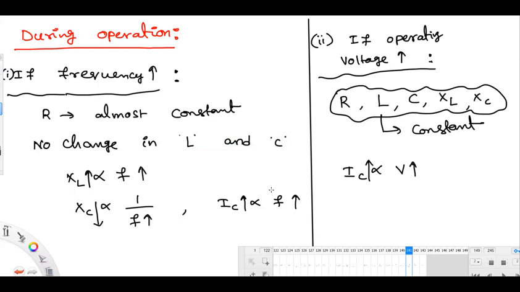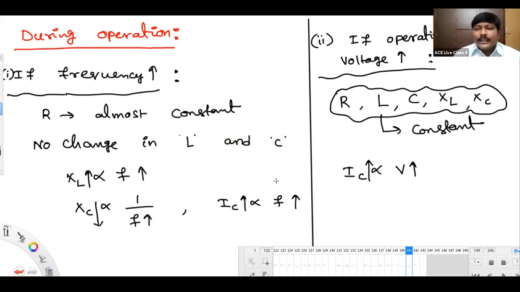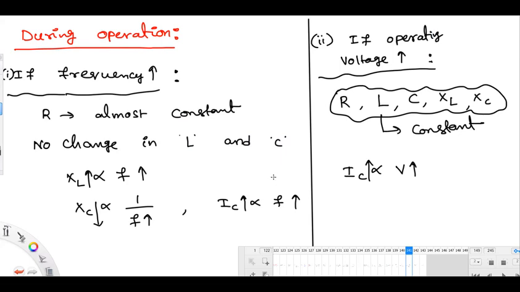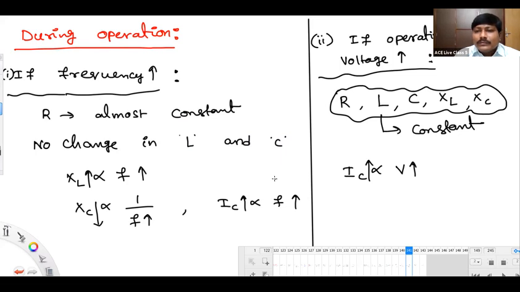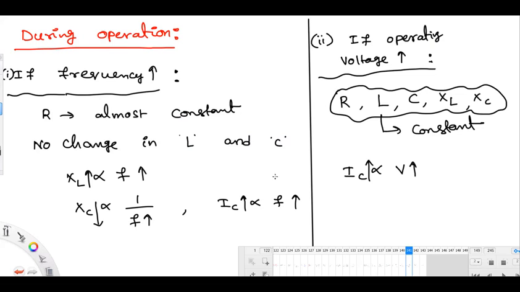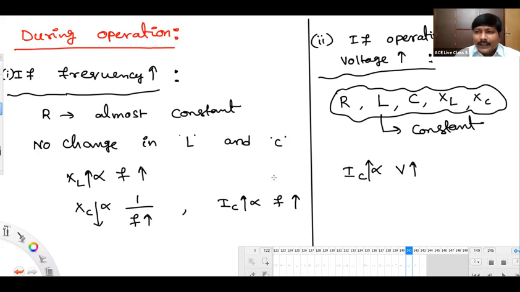No. Resistance value is independent of the operating voltage and frequency. R equals V/I is what you write when you solve a problem. Resistance value is rho L by A, which is independent of the operating voltage and currents. Once you know voltage and currents, based on that and the resistance value, you can find out the remaining quantities whatever is needed. We do not change the resistance value for every problem.